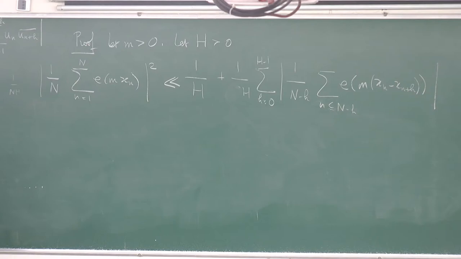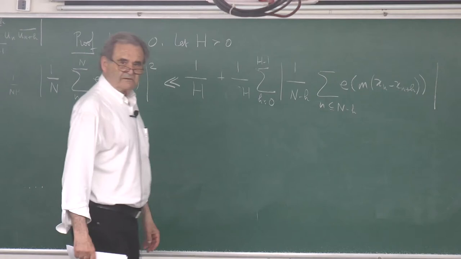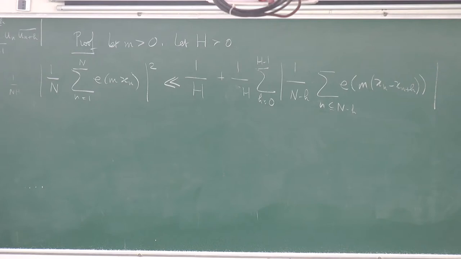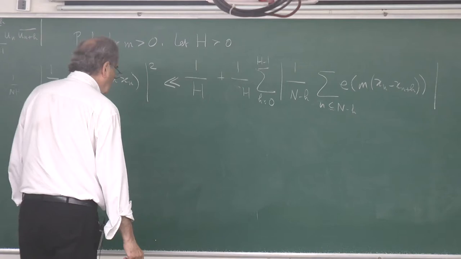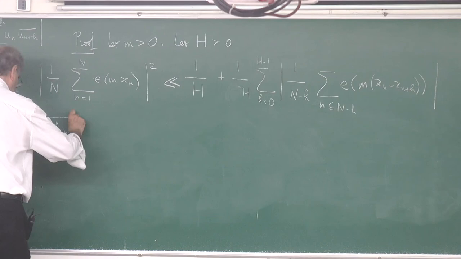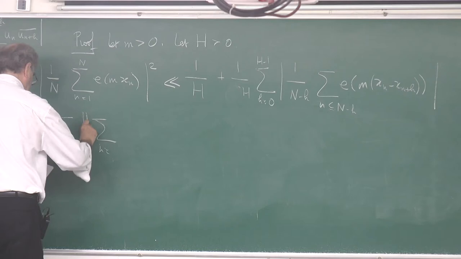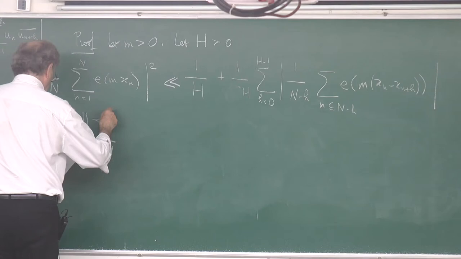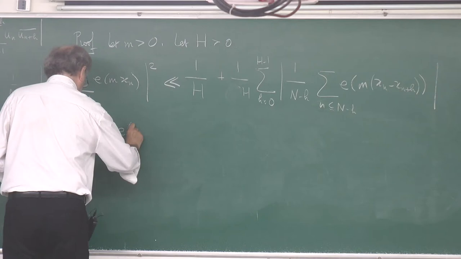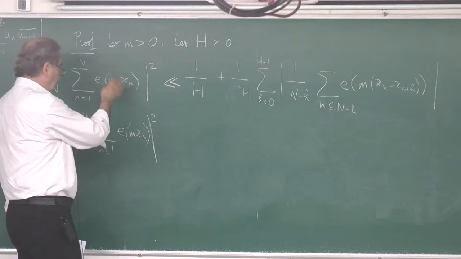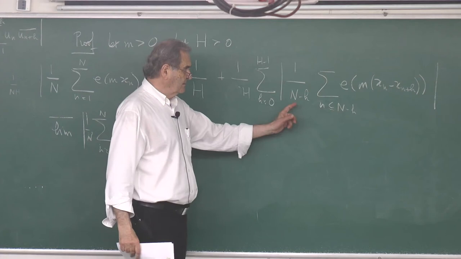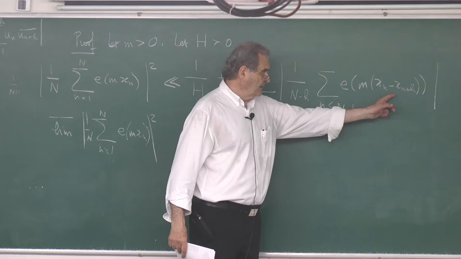This is the sum over h, and this is the sum over n, and this gives you 1 if you have no cancellation. But now you know something, that the limsup of this, when n is tending to infinity, the limsup of this summation, 1 over n, summation n from 1 to m, e of m x n, squared. I don't know whether this limit exists for the time being, but in any case, I know that this will tend to zero because xn minus xn plus h is uniformly distributed mod 1.